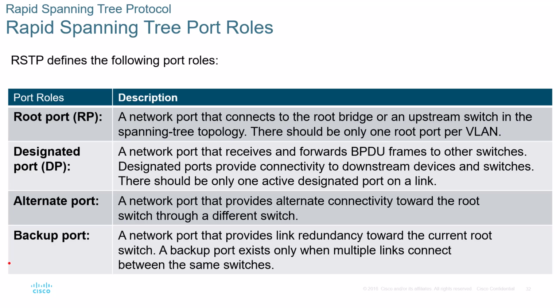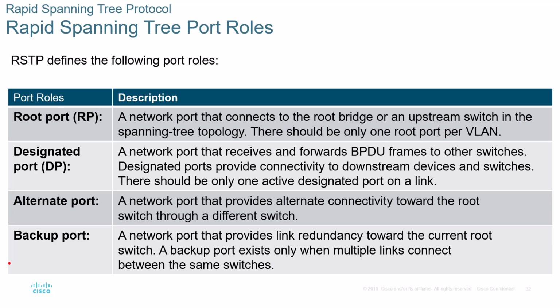Again, we still have the predominant root port and designated port, but now we have an alternate and a backup port. Root ports, again, we know are ports going towards the root bridge, more of an upstream, whereas designated ports are more the downstream. An alternate port is a network port that provides alternate connectivity towards the root bridge through a different switch.